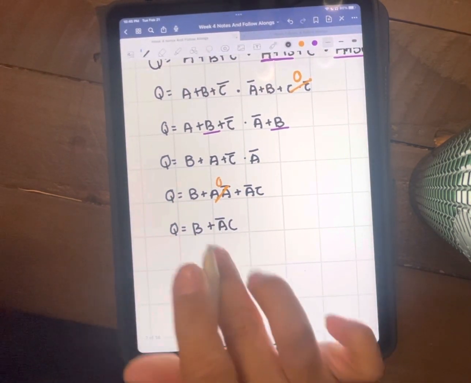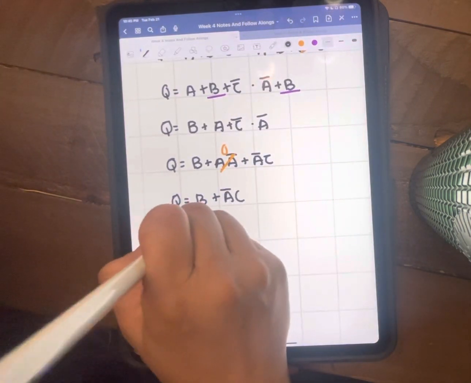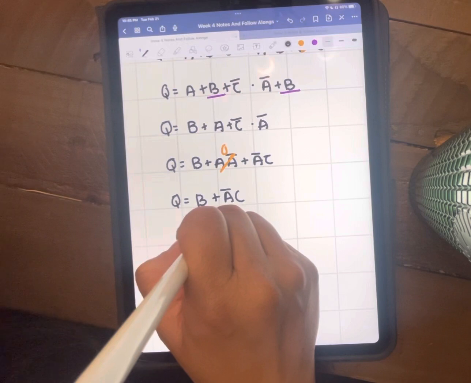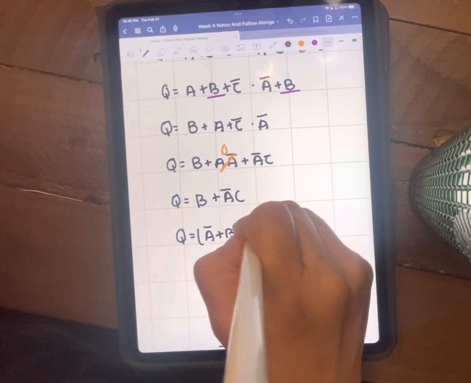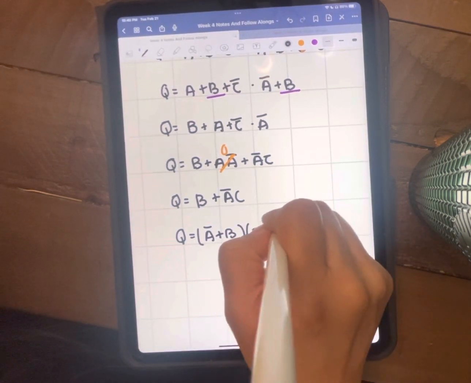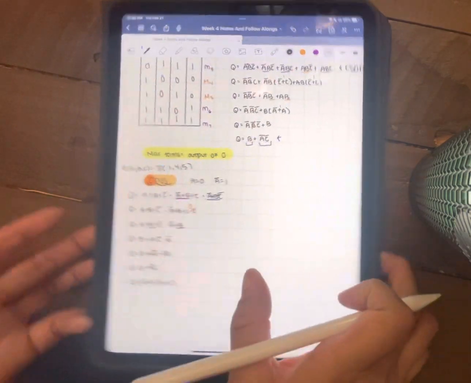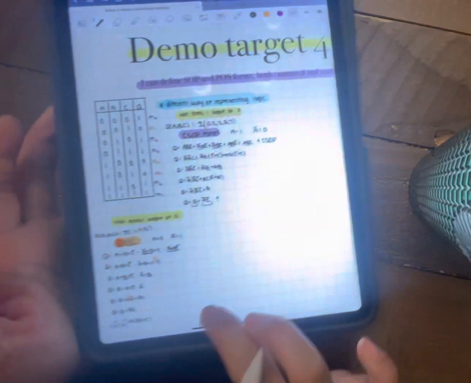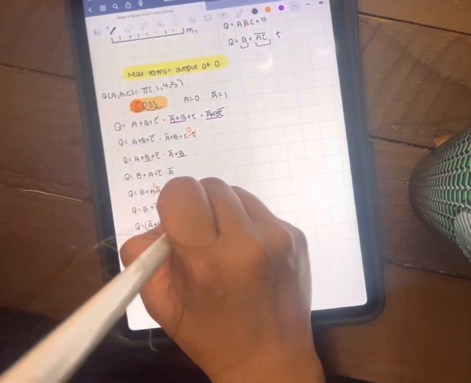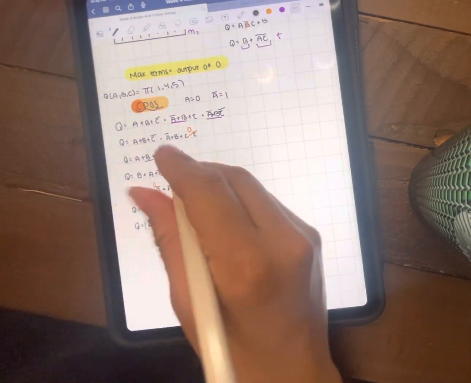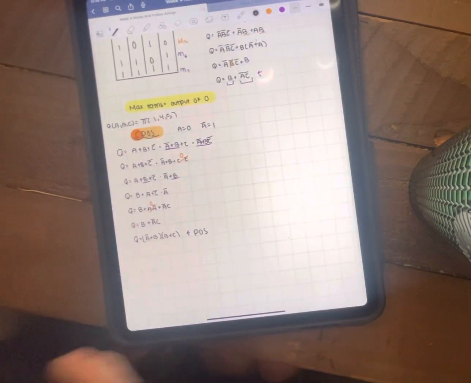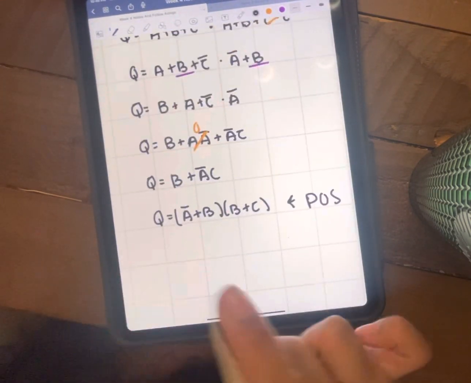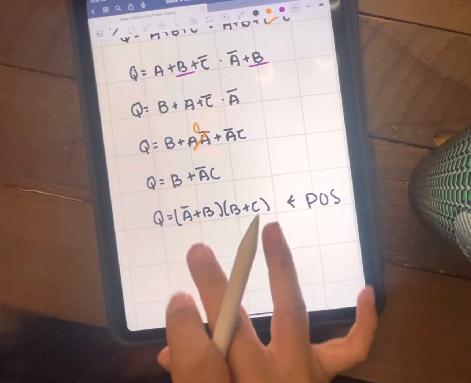And because these are multiplied, we're just going to want to distribute those. So we have Q equals A prime ORed with B, ANDed with B and C. And this is going to be our minimal product of sums form. And again, we know this because not all variables are represented in each term.